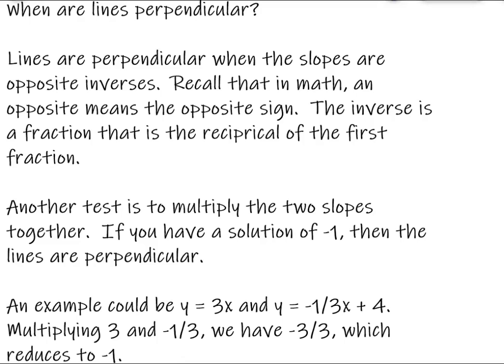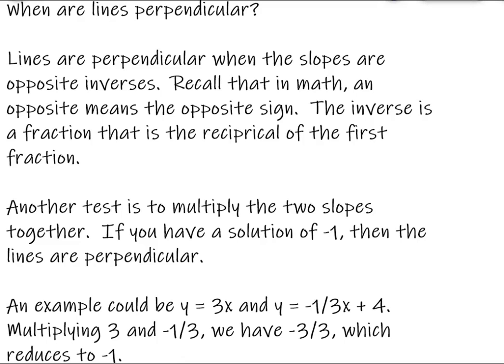Another way to test this is to take two of the slopes and multiply them together, and you would have a solution of -1. If that's the case, those two lines are perpendicular. An example would be if y equals 3x and I have another line where y equals -1/3 x plus 4. When we multiply the 3 and the -1/3 together, we wind up with -3/3, which reduces to -1. So those two lines are going to be perpendicular to each other.